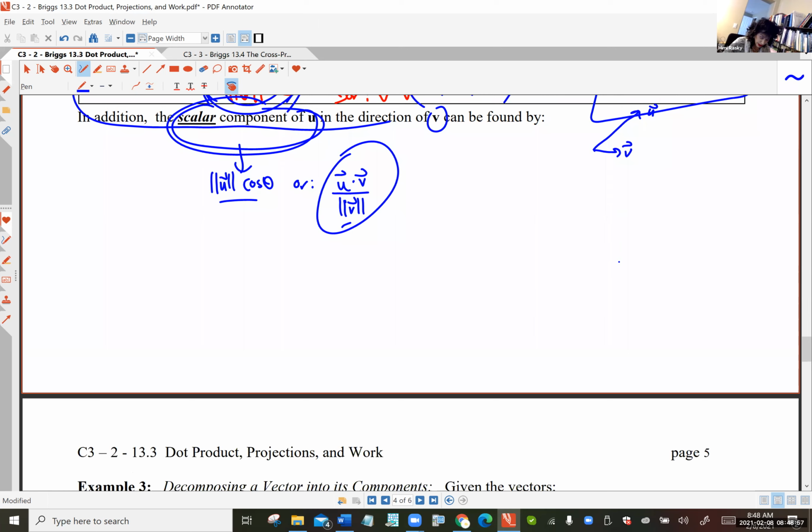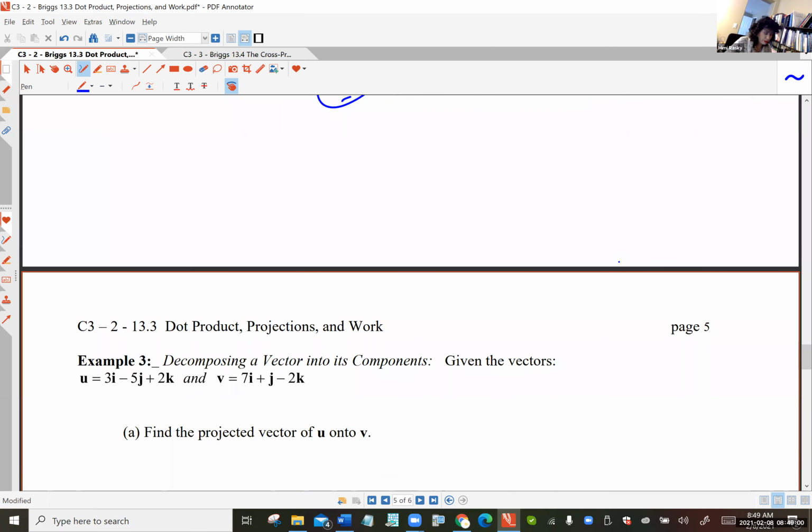And yes, this stuff is going to be on a quiz and exam. Like, don't even go, oh, I don't care about this. It's not going to be on the exam.